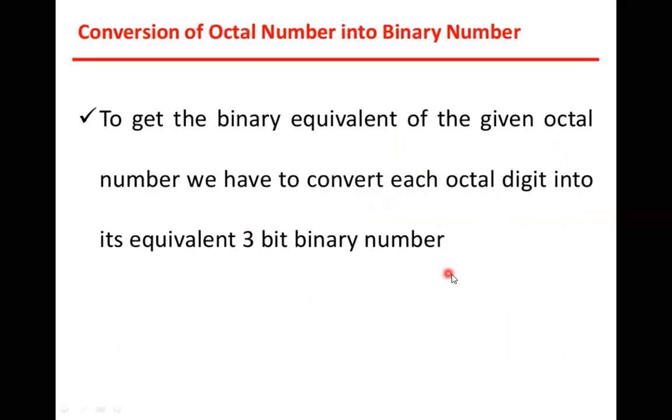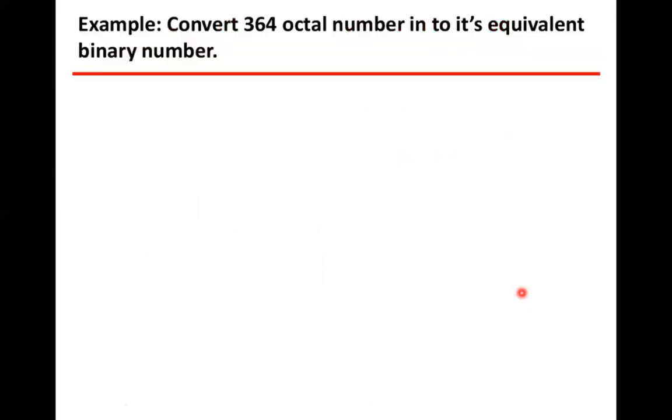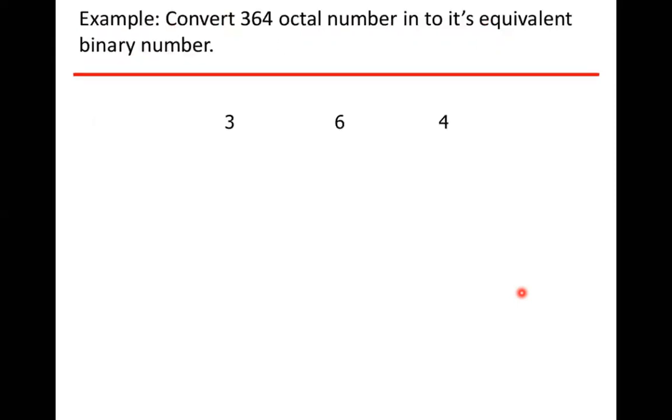To get the binary equivalent of the given octal number, we have to convert each octal digit into its 3-bit binary number. It's a reciprocal: when we were converting a binary number into octal, we took from the least significant bit 3 bits as a single number. So now octal is converted into binary. Suppose we have the octal number 364. To get its equivalent binary number, we put each digit into 3 binary bits.